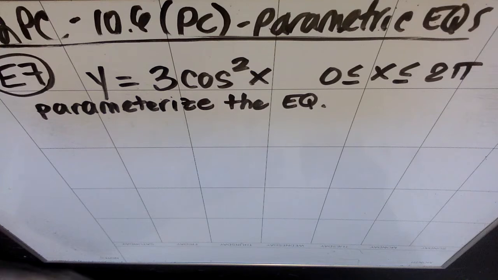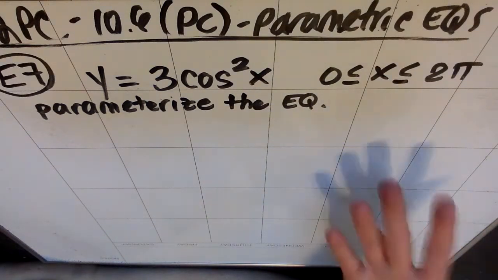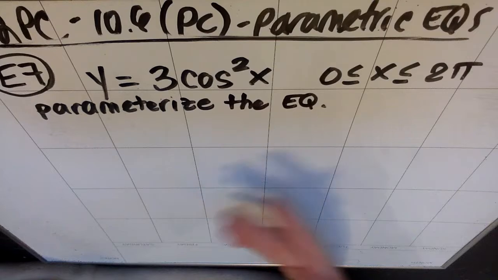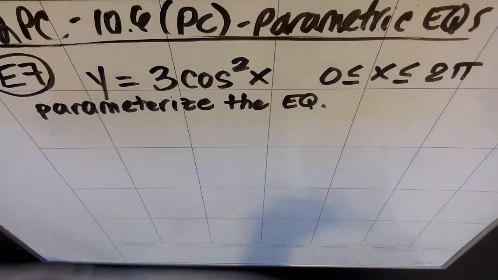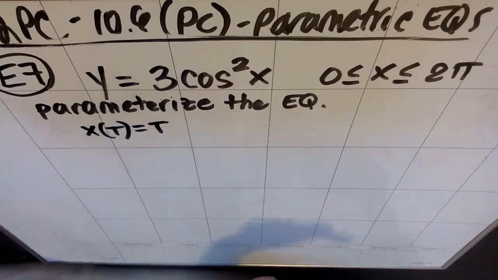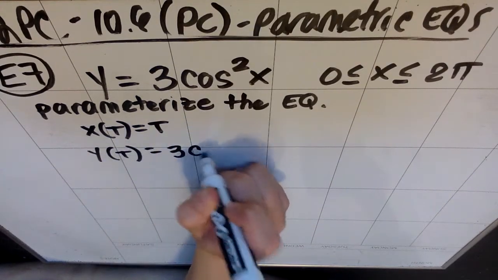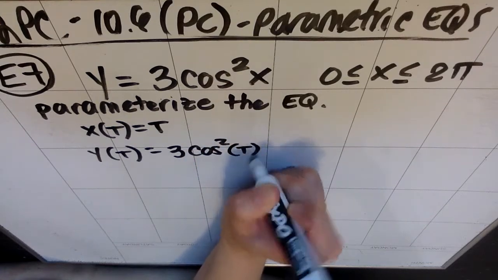So again, the easiest way to do this is to assign the currently independent variable, which seems to be x, to just be t or theta or whatever you want to pick. And you could pick theta here because it's a trig function, or you could pick t. It's fine. I'm going to go with t. So I'm going to pick the easy route, which is to say that x of t equals t, right? Which would mean that y of t would just be 3 cosine squared of t, and that's totally fine, right?